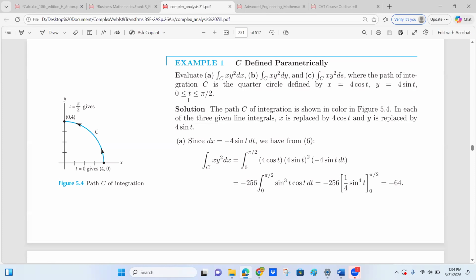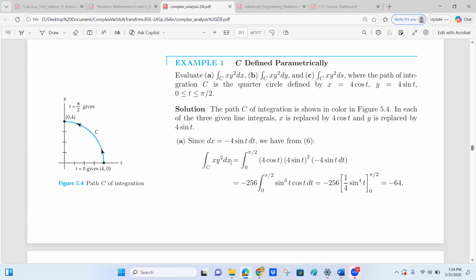And its t value varies from 0 to pi by 2. Basically this angle is 0, the starting angle, and this angle is basically 90 degrees. So this is pi by 2, 0 to t to pi by 2. Okay, first of all, how to solve this question?